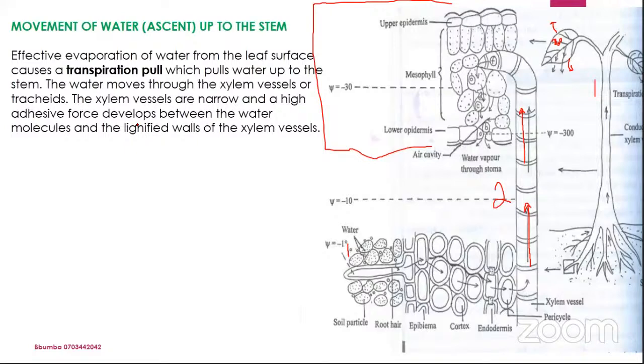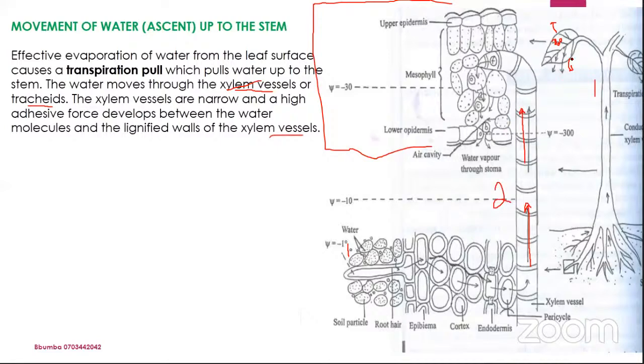Now, effective evaporation of water from the leaf surface, as I've been saying. When water is lost from the leaf surface, it causes a transpirational pull, pulling water up the stem. Water moves through the xylem vessels or the tracheids. Now, remember, the xylem is comprised of two major water conducting tissues, that is the xylem vessel and the tracheids. Even if you just call them xylem, there are two types of tissues: xylem vessel and tracheids.